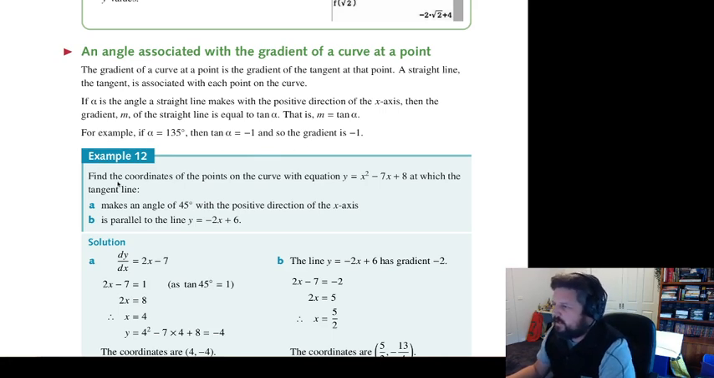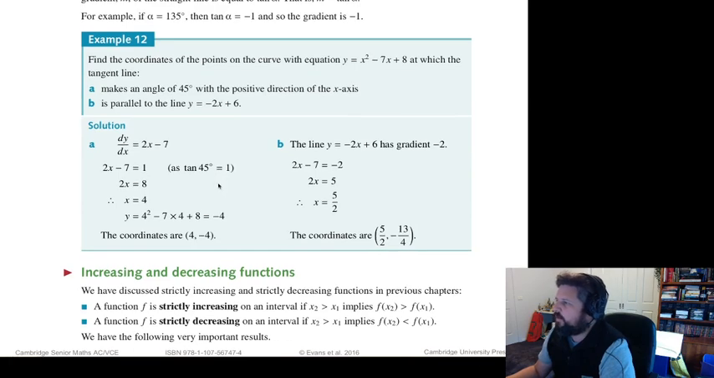Cool, alrighty. It says here, find the coordinates of the point on the curve with the equation y equals x squared, take away 7x plus 8, at which the tangent line does the following. A, makes an angle of 45 degrees with the positive direction of the x-axis. Good news is we already just had a chat about that. So what you would do is find the derivative of this equation. Because we know the angle of 45 degrees with the positive direction of the x-axis, we can work out what the slope, the gradient, is. It's tan 45, which gives us 1.